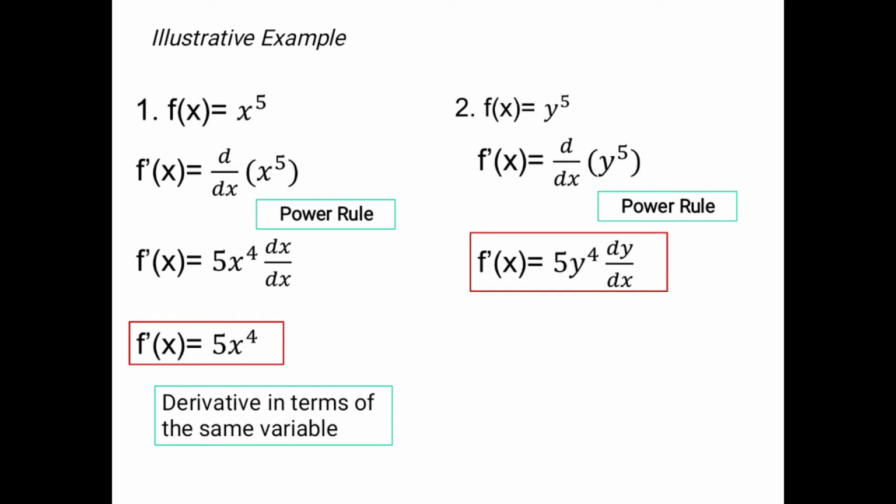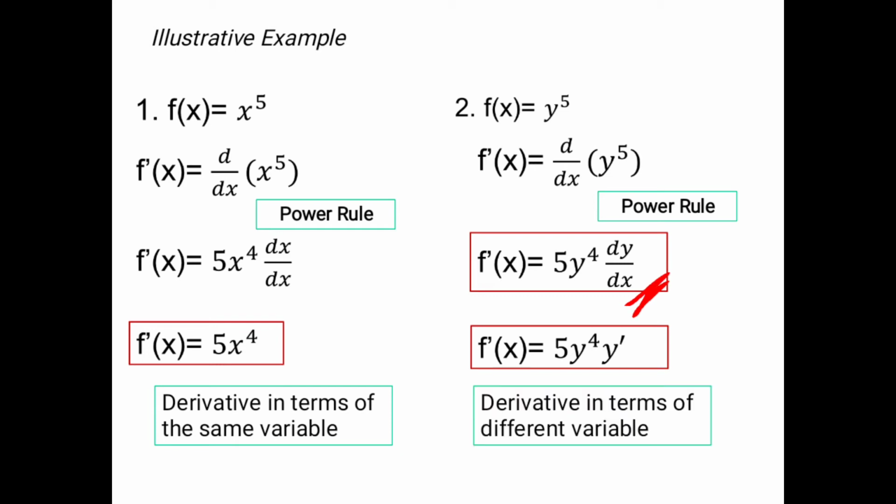Why dy over dx and not dx over dx? Because we have y, or we get the derivative of y in terms of x. That's why we have dy over dx here at the right side of the equation. And also it is the same as this: f prime of x is equal to 5y to the 4th power y prime. dy over dx is the same as y prime. That's a notation for the derivative, and this is the derivative in terms of a different variable.